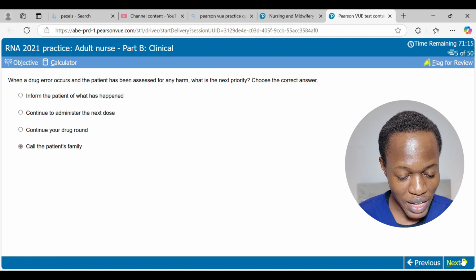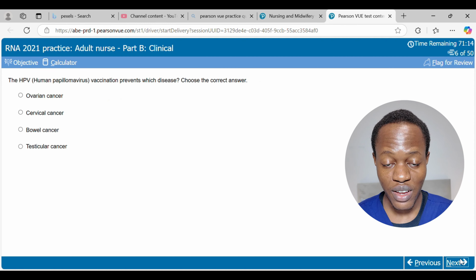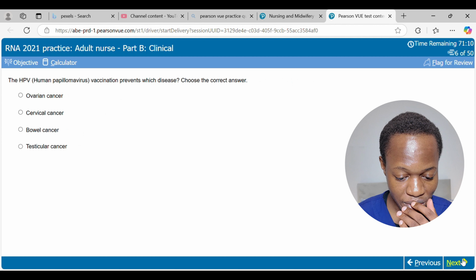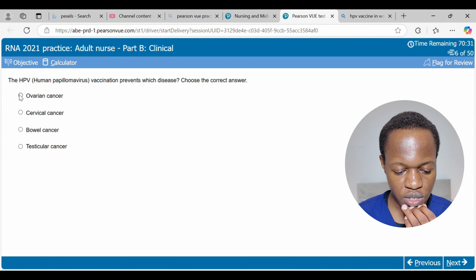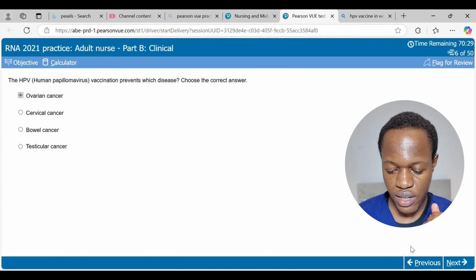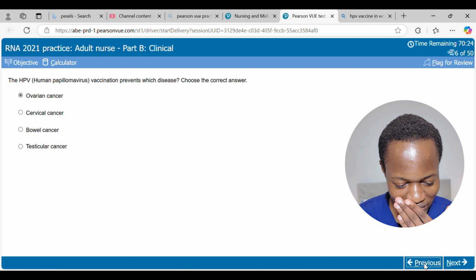To be honest, I don't think I'm going to do well in these questions. The HPV vaccination prevents which disease? Is it ovarian or cervical? I would go for cervical cancer. No, I think I chose the wrong one.